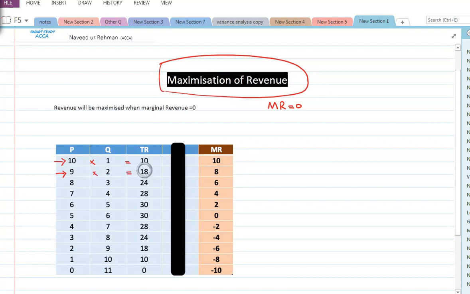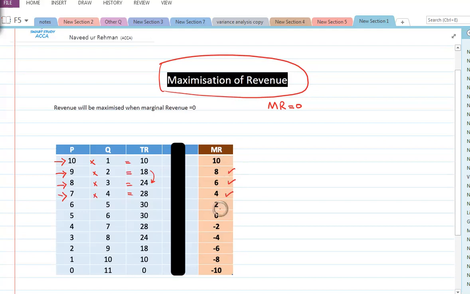So the total revenue is 18. And the additional revenue, previously you had 10 and now you have 18, so the additional revenue is 8, which is the marginal revenue. If you further reduce the selling price from 9 to 8, now you can sell 3 units and the total revenue is 24 and the additional revenue is going to be 6. The marginal revenue is 6. If you further reduce it to 7, now you can sell 4 units. So the total revenue is 28 and the marginal revenue is 4.